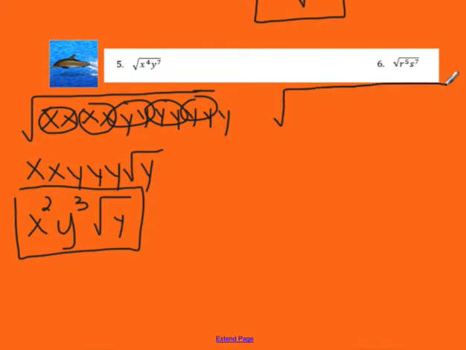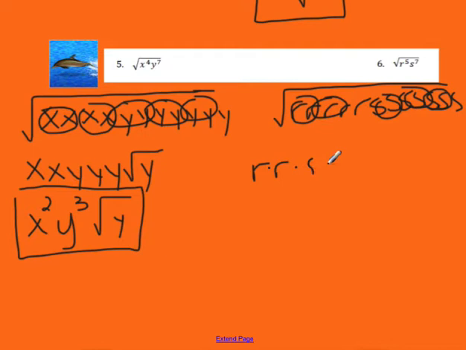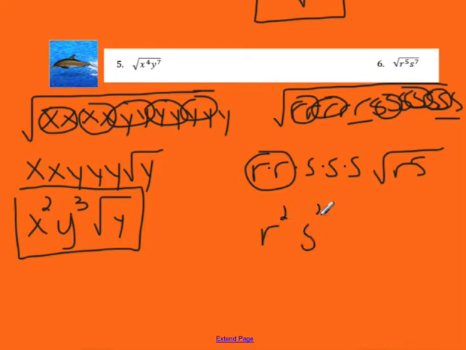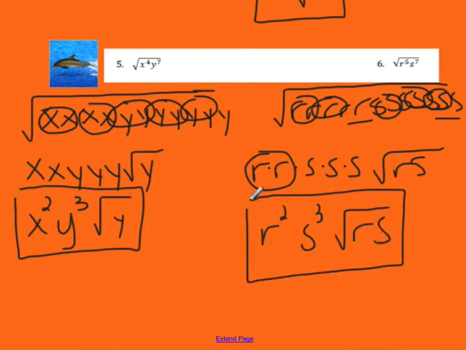Next, let's take a look at number 6. So for number 6, we have 5 r's, and then 7 s's. So I have 2 pairs of r's, 3 pairs of s's. And left underneath the radical, I have an r and an s. So I'm just going to have r times s left underneath the radical. So r times r is r squared. S times s times s is s cubed. So then we get left underneath the square root of r times s.